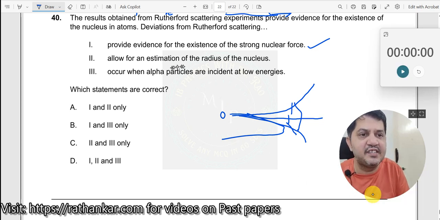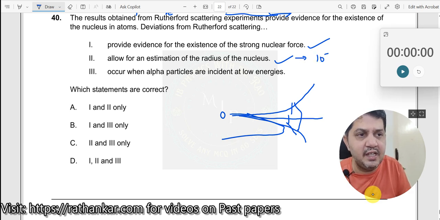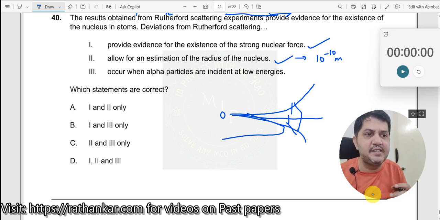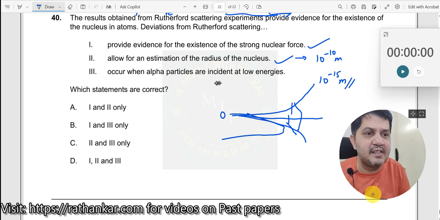And it also allowed an estimation for the radius of the nucleus. This is also true. The reason is that in the earlier models, the radius of the nucleus was assumed to be 10 to the power of minus 10 meters. But after this discovery, it was said that most of the atom is completely empty, and only a small segment of it is filled with the nucleus. Thus he said that the nucleus diameter is 10 to the power of minus 15 meters.